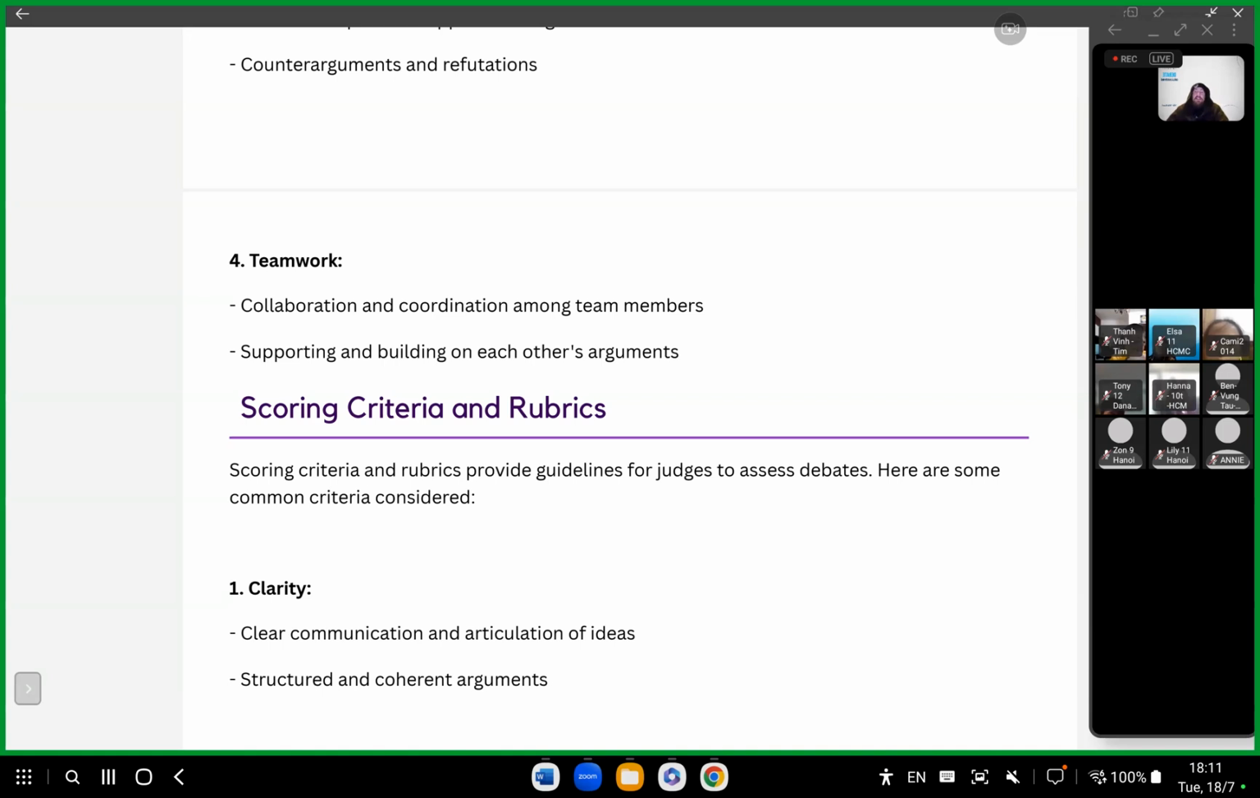And so that covers both of those points. So working with your teammates and supporting and building on each other's arguments. So you back each other up and you make arguments that you can build on with your partners.